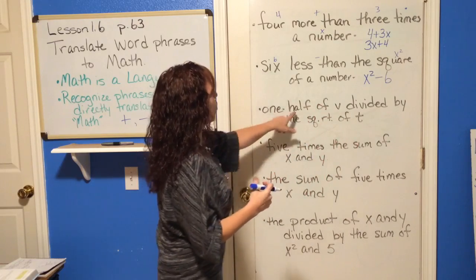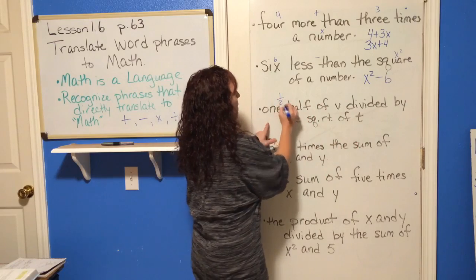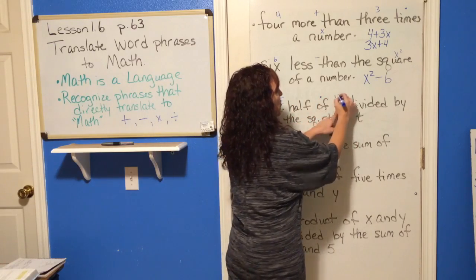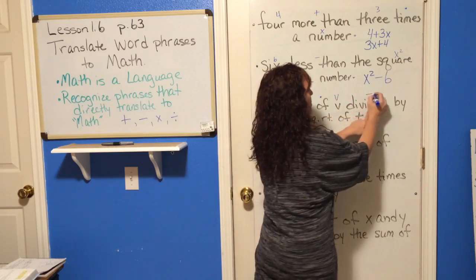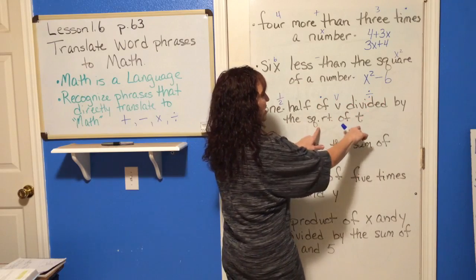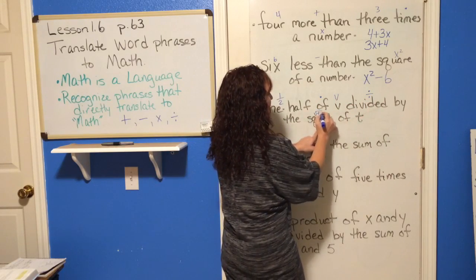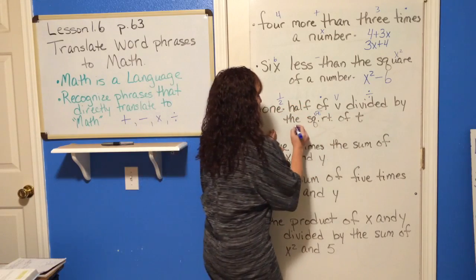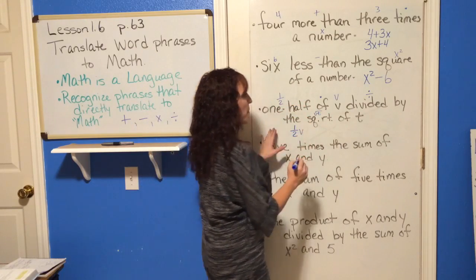Just take each part. 1/2, well, that's just 1/2. Remember, of means times. A number v is just v. Divided by, okay, that's easy. The square root of t. So the square root of t. All right. So half of v. So that would be just 1/2 v.